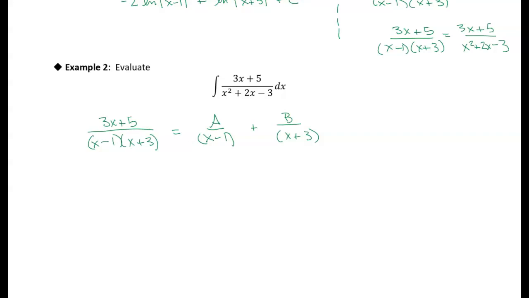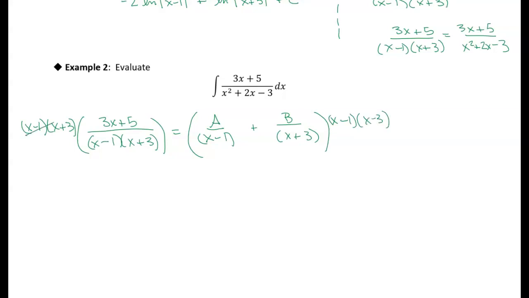So once we get the denominator factored, and then we set it equal to what we would like to see, what we want to do next is clear the fractions, or clear the denominators of the fractions, right? We want to make these a little bit simpler to deal with. So what I'm going to do here is multiply both sides by x minus 1 times x plus 3. Okay, all of both sides. I'm going to multiply by x minus 1 times x plus 3.